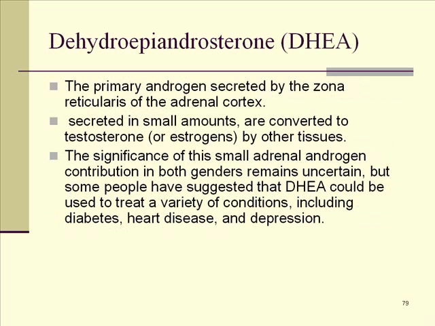There are some primary androgens that are secreted in the adrenal gland. Now, the adrenal glands are 2 little glands that sit on top of the kidneys that also provide some additional substances. Again, there are other systems that affect the reproductive system, and the adrenal glands are part of the endocrine system. Secreted in small amounts, they are converted to testosterone and estrogens by other tissue. The significance of the small adrenal androgen contributions in both genders remains uncertain, and in some people it's suggested that this substance, dehydroepiandrosterone, DHEA, the other term, could be used to treat a variety of conditions including diabetes, heart disease, and depression.